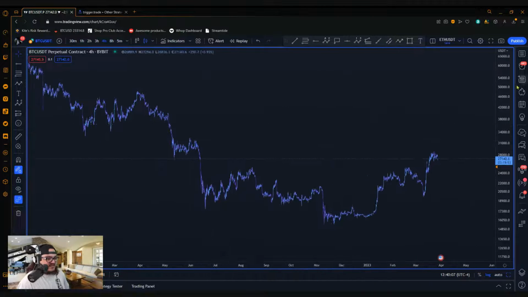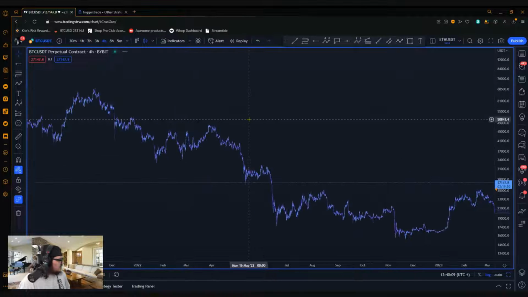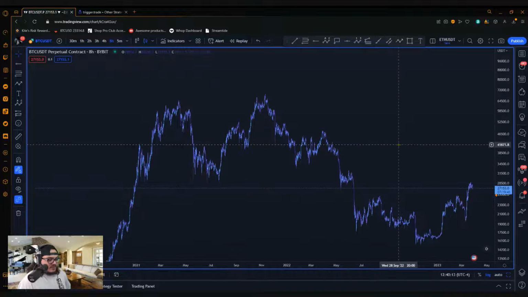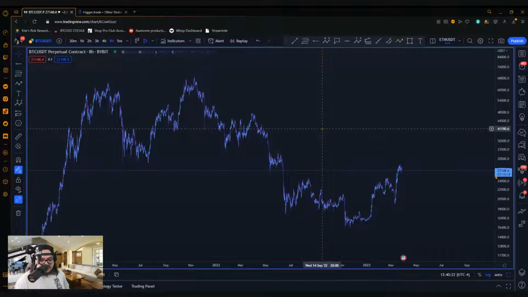All right, so for BTC, on the larger scale, we could be looking at something to the degree of, I would say, two main different ideas.